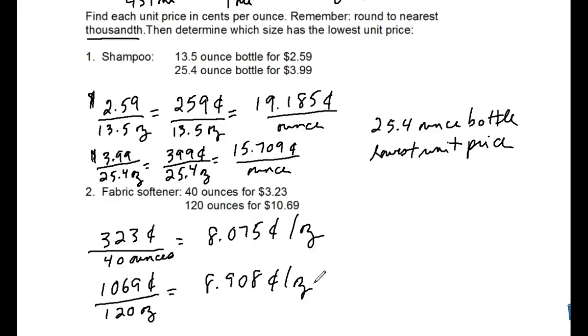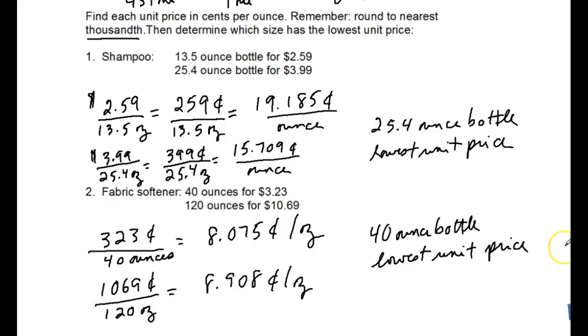This time, the 40 ounce, the smaller bottle, was the better unit price. Generally, the larger bottle is the better price, but this time it turned out that we have 8.075. So the smaller amount, the 40 ounces, was the better unit price. So there's a few practice problems for you to work with both the rate idea and the unit price. Those are both important ideas, and you'll be seeing those on our next test.